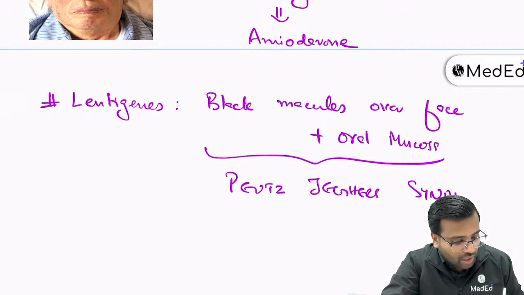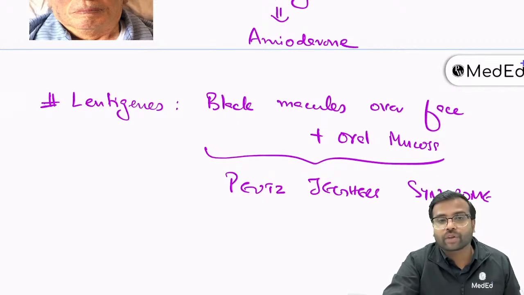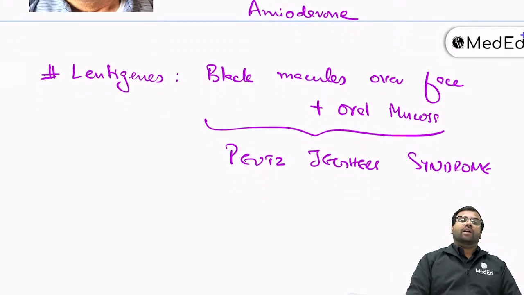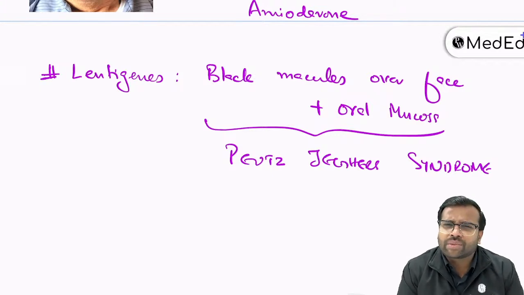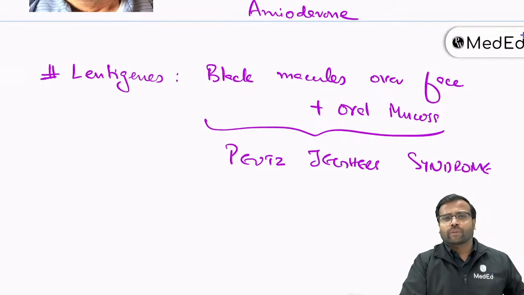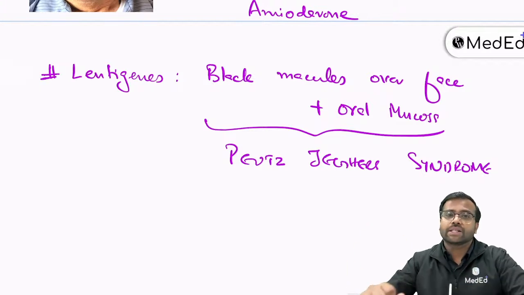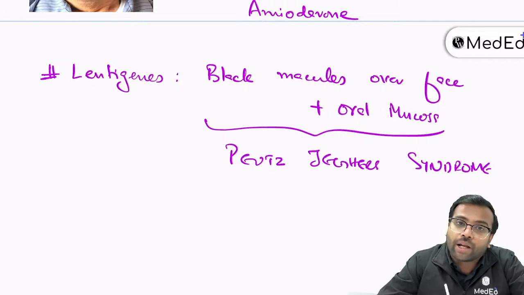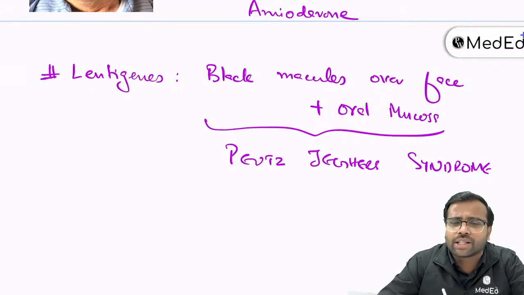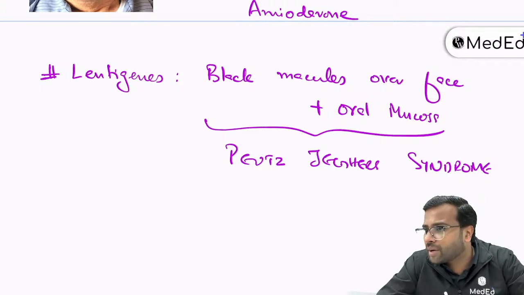So this is Peutz-Jeghers syndrome. It is an autosomal dominant condition, and this can be associated with some symptoms. Most of the time, the patient may end up in a surgery OPD. So why surgery OPD? Because the patient is actually having some polyps in the intestine. And what kind of polyps can it be? Is it an adenomatous polyp or a hamartomatous polyp?